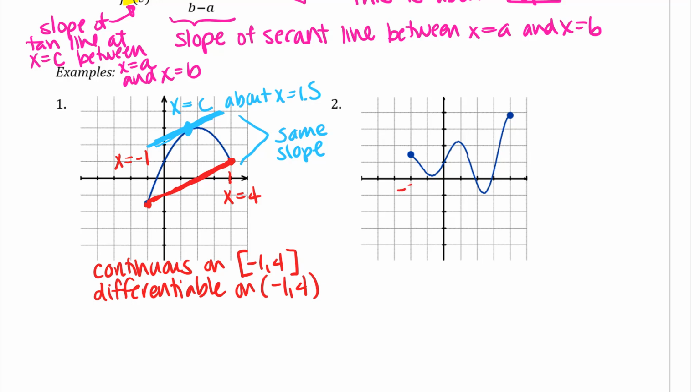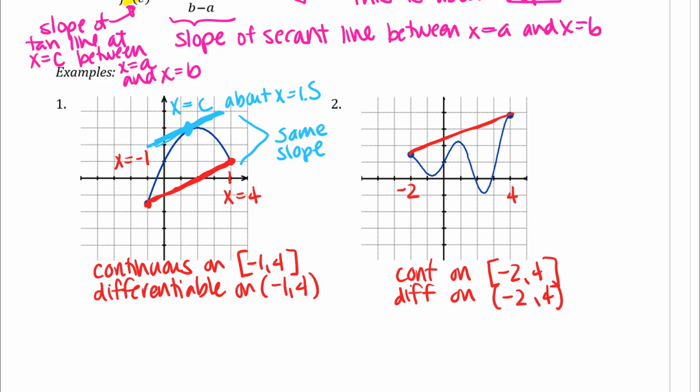All right, let's look at the next graph here. On this next graph, I've got x coordinates labeled at -2 and at 4. And I can look at a secant line between those two points. And again, our function is continuous on the closed interval and differentiable on the open interval between those points. At least it appears to be so from the graph, unless there's hidden behavior we can't see from the graph. And what that theorem says is that there should be at least one point between -2 and 4 where the slope of the tangent line is equal to the slope of the secant line.